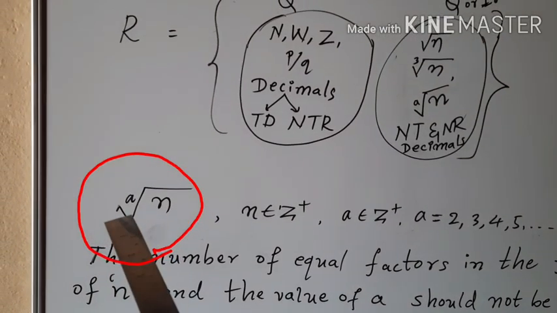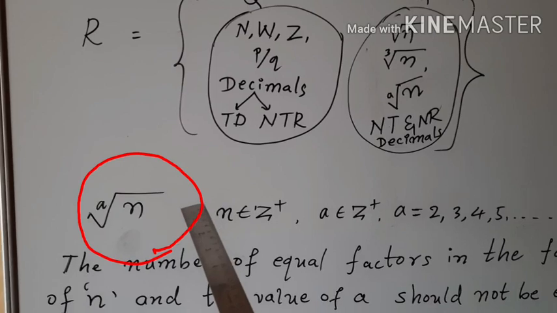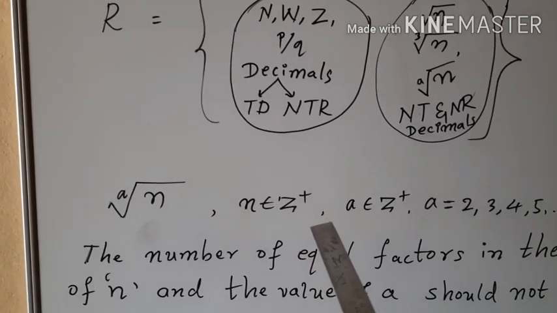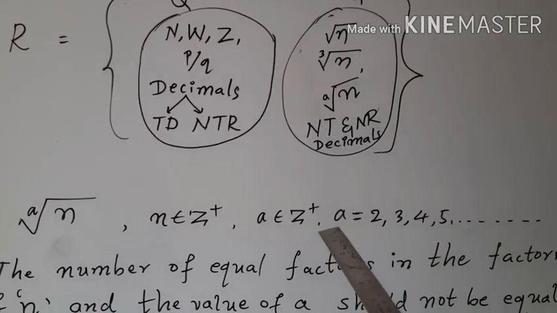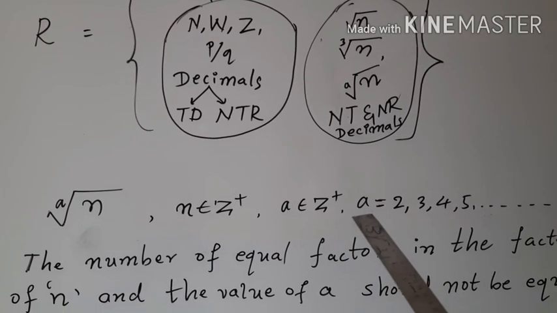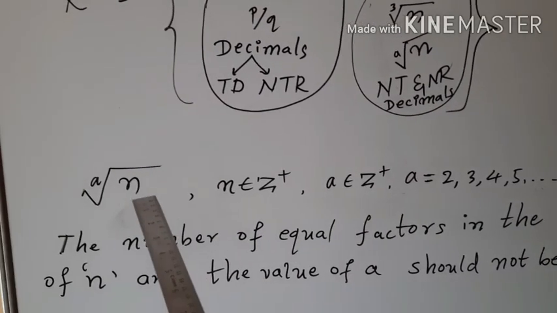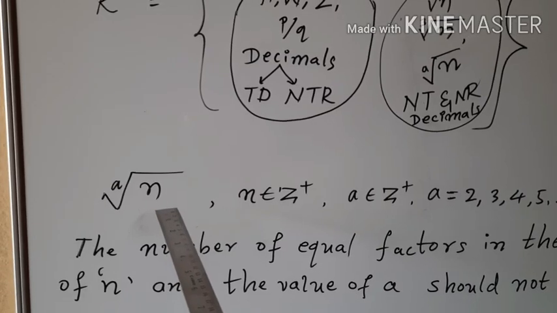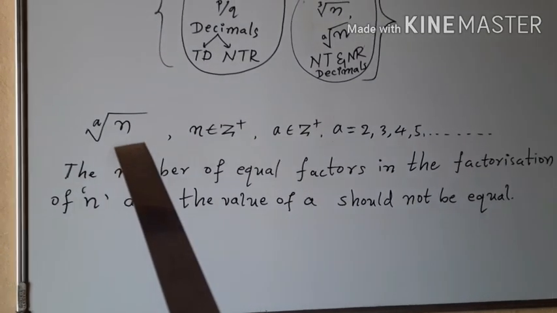Here we can conclude that this is a general form of an irrational number, that is a-th root of n, and there are conditions. Here n belongs to the positive integers and the value of n should not be negative, and the value of a should also be positive and it should start from 2, 3, 4, 5. The value of a should not be 0 or 1, but it should start from plus 2, plus 3, plus 4, plus 5. And the factors in the factorization of n and the value of a should not be equal. Then only the a-th root of n can be an irrational number.